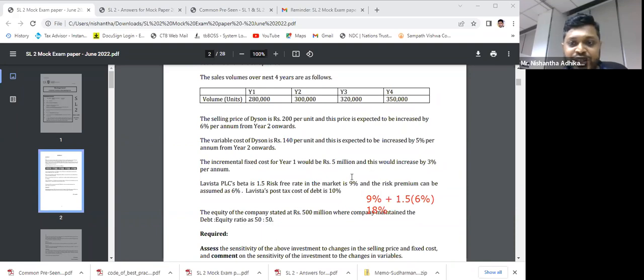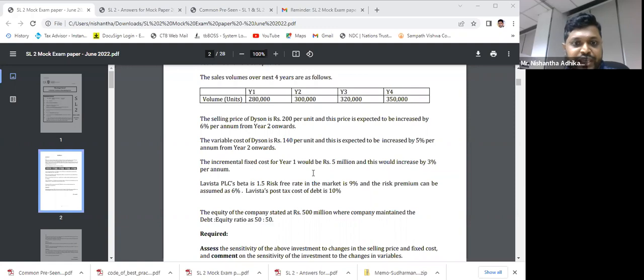Can you remember the equation? KE, I mean cost of equity, equals risk-free rate plus beta into market return minus risk-free rate, which is the risk premium. That's how it will compute. Hope you have understood it.